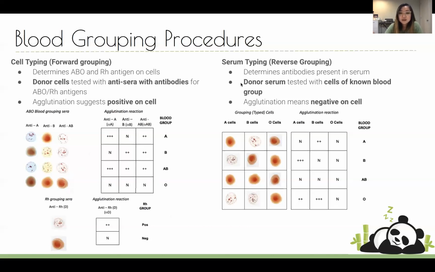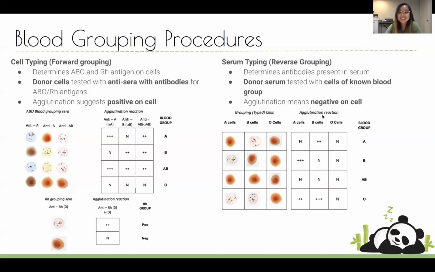For serum typing, you're using the donor's or the patient's serum, and you have blood cells that you know. And so when it agglutinates, it means it's negative on the cell. So for example, if you use A cells and it doesn't react, then it means you don't have the antibodies for A, and hence you have the A antigen.